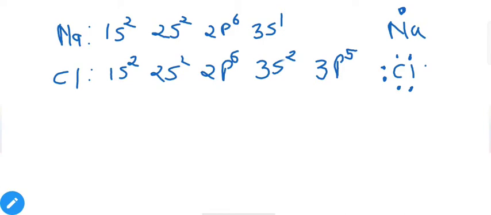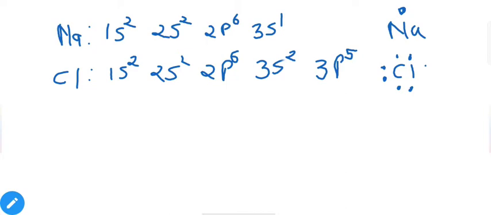As we can see, the number of valence electrons in sodium is equal to 1. That means that will be its valency. And the valency of chlorine will be 8 minus 7, because it has 7 valence electrons, so it will be 1 as well. So in this case, they will try to gain noble gas like electronic configuration by loss and gain of electrons.